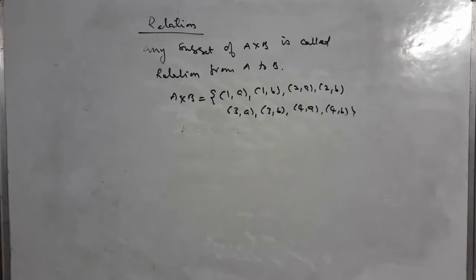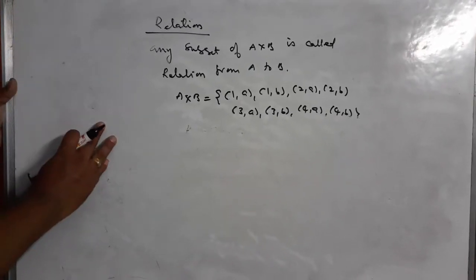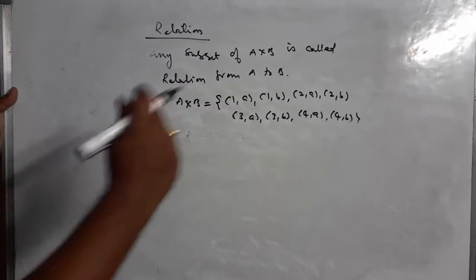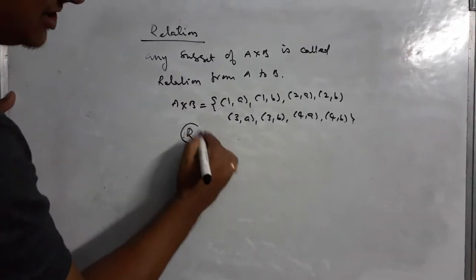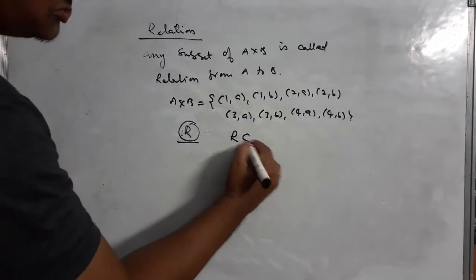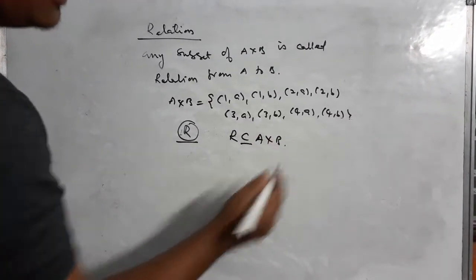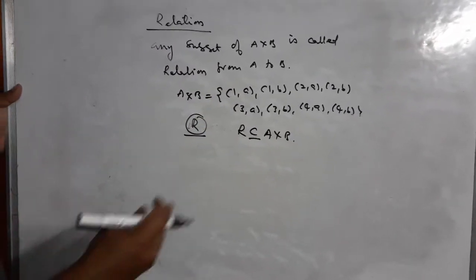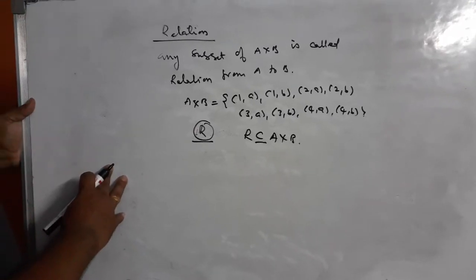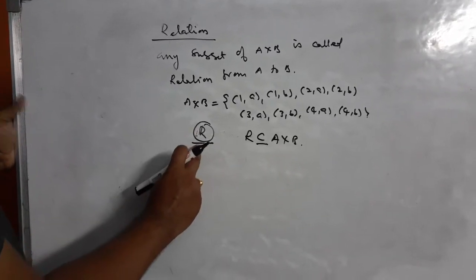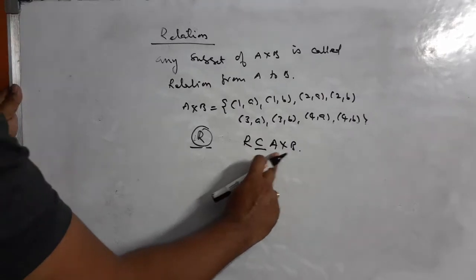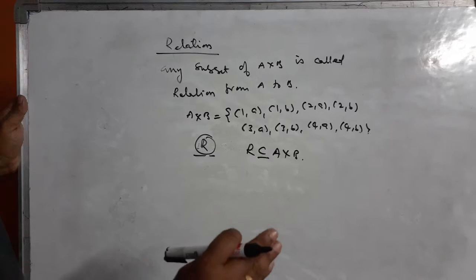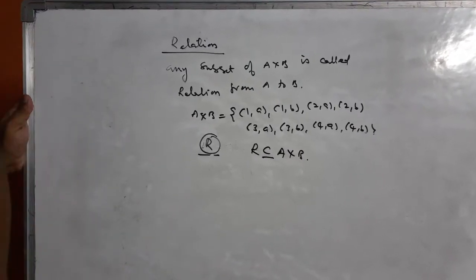So relation means any subset of A cross B is called a relation from A to B. If R is a relation from A to B, then R must be contained in A cross B. And we can say that any set of ordered pairs is known as a relation. If R is a relation, then R is contained in A cross B, and a relation is nothing but any set of ordered pairs.